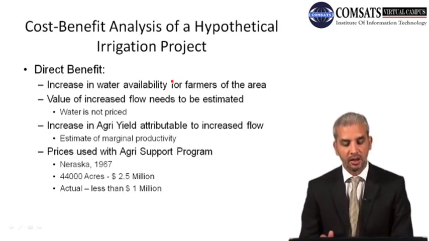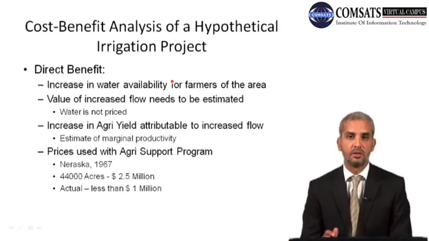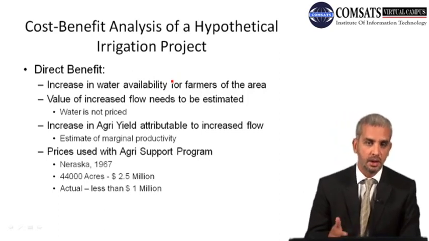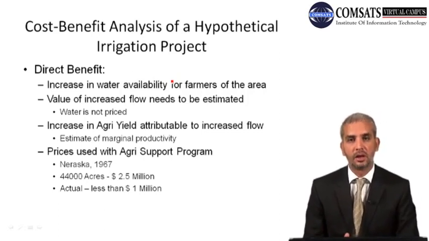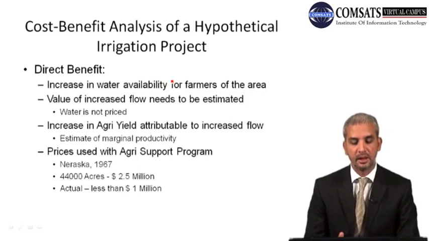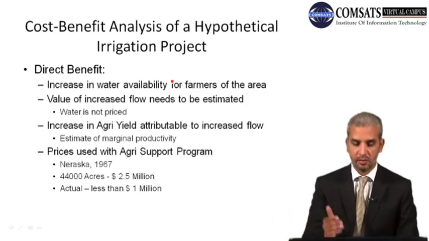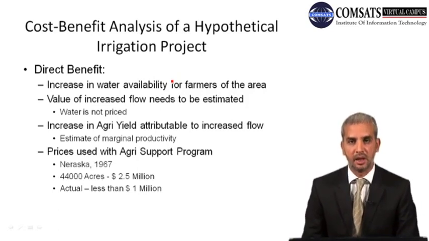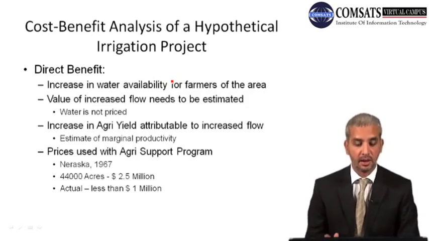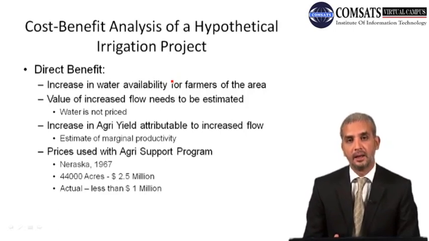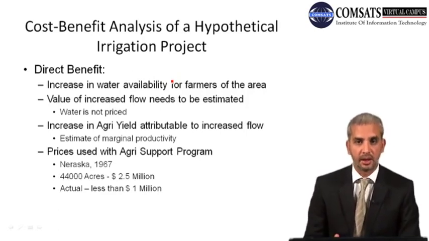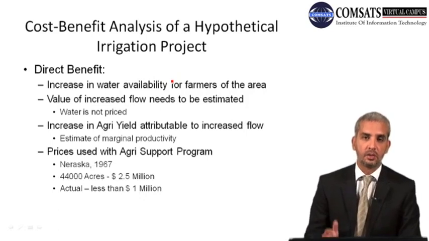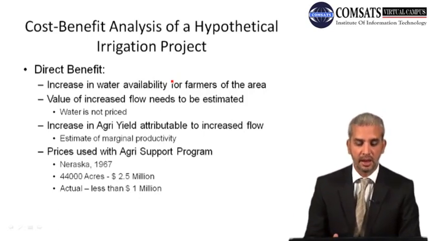So in this case, the project was taken up based on irrigation of 44,000 acres, and the mistake was that, in order to value the increased flow of water, they used the increase in agricultural yield and the prices in the market, which we have proposed for our hypothetical project as well. Now the whole point is that the prices that were being offered in 1967 in the market were already subsidized by the government. So the mistake was that they actually used the subsidized prices to calculate the agricultural yield or estimate of marginal productivity.